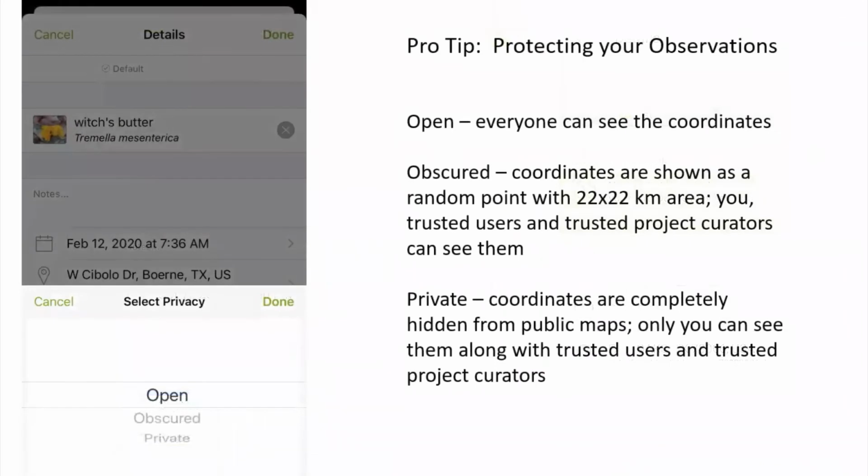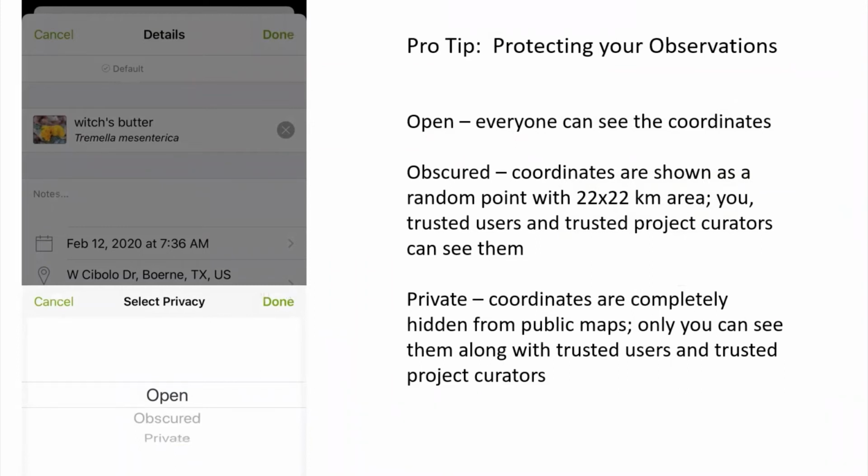But when you click on that, you have three choices. You have the open, everybody sees the coordinates. Obscured means the coordinates are shown in a random 22 by 22 kilometer box. So you'll see this square with a random dot within that 22 kilometer area. If you really want to make it private, why wouldn't you just pick private, right? I don't get the box.